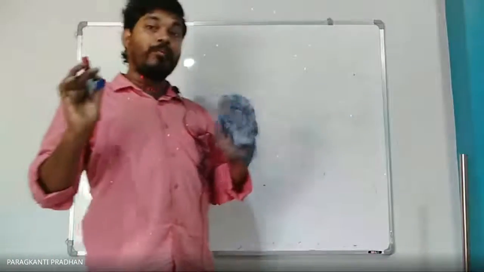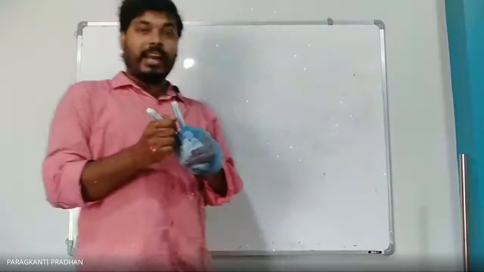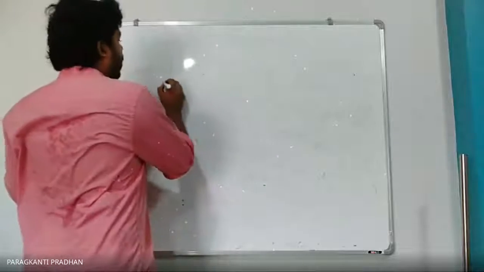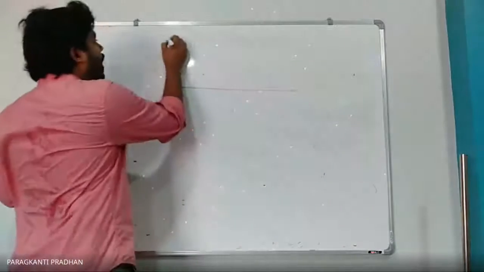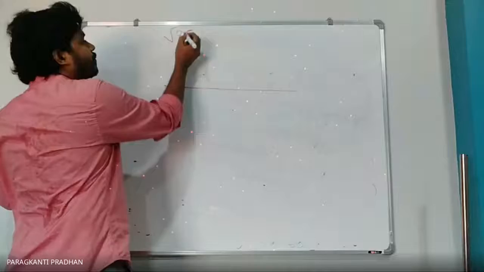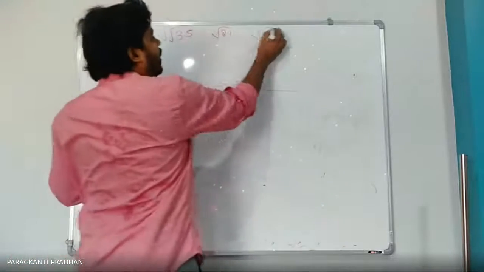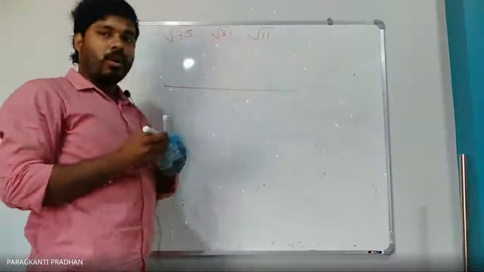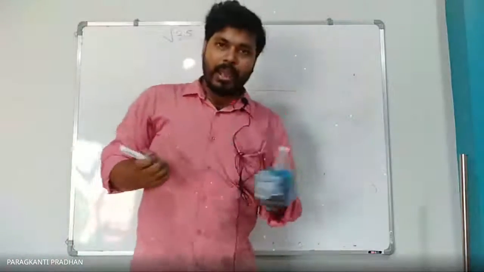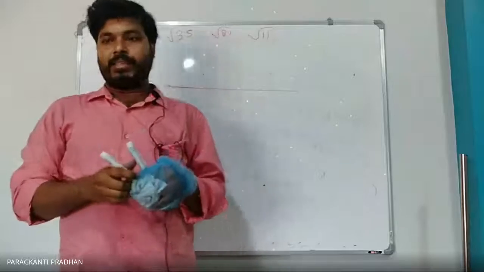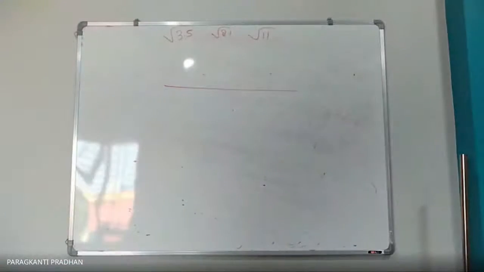We need to draw the bisector. Okay, very good. Everyone knows. Just listen. At first, I have to tell. Suppose root under 3.5 or root under 8.1 or root under 11, like that. These are all irrational numbers, and you have to represent these.